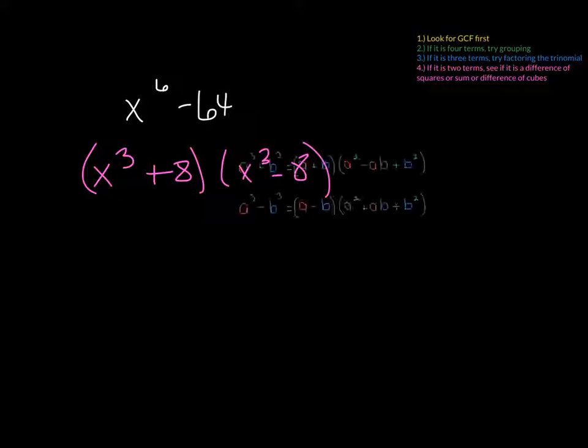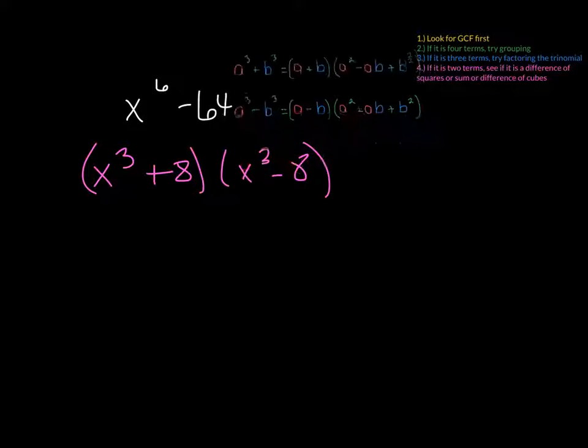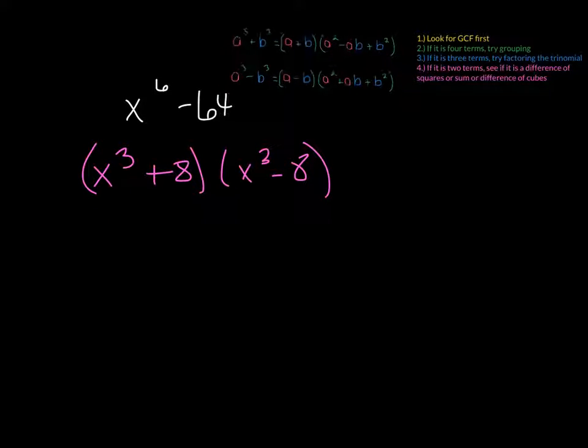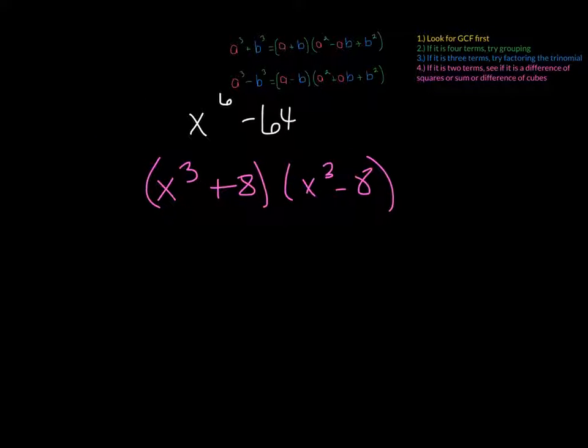Okay, let's put our two formulas on here as a reminder for sum and difference of cubes. Alright, so our first group, and for both of these groups, the cubed root of x cubed is x, so a equals x, and the cubed root of 8 is 2. So b is 2. All that changes is the signs.